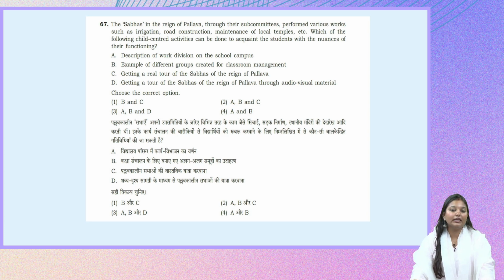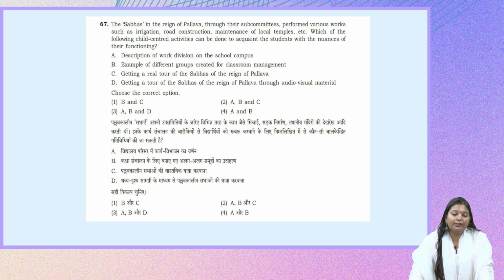So when you look at the options, you can easily make out that there is one option which is practically not possible in today's time, which is option C. So if you remove option C, there are only 2 options that are remaining, that is option 3 with A, B and D, and option 4 with A and B. The D option is also very relevant.